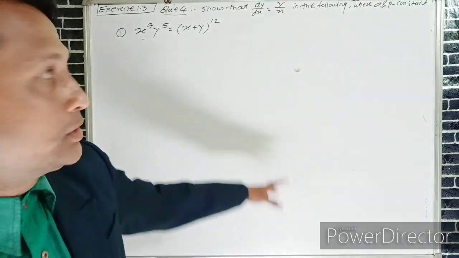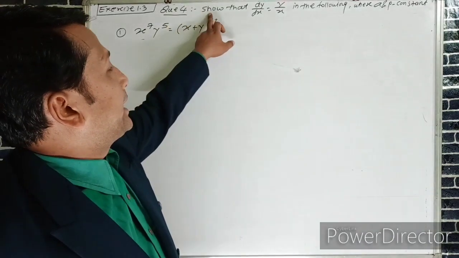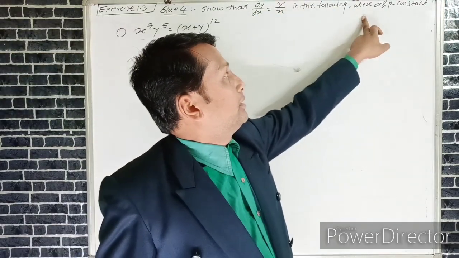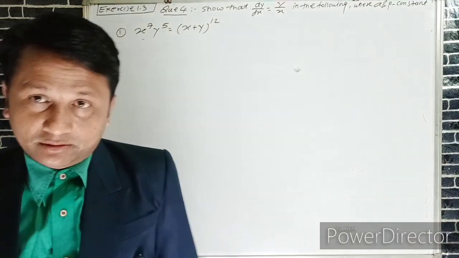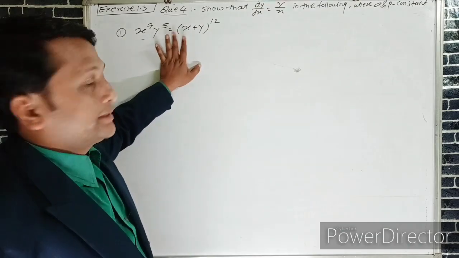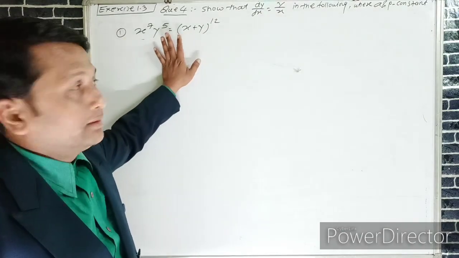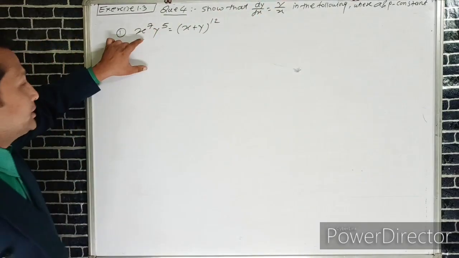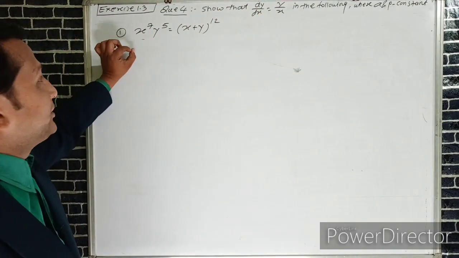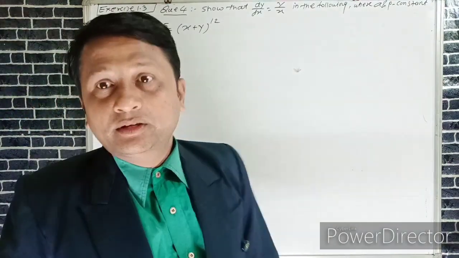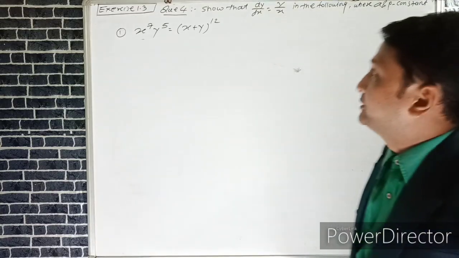Next, which is question number 4, is show that dy upon dx is y by x, where a and p are constant. It is fixed that we have to find here dy by dx, and the answer is y by x. The given function is an implicit function. It is a complicated function. If we find dy by dx, then first we take log on both sides.